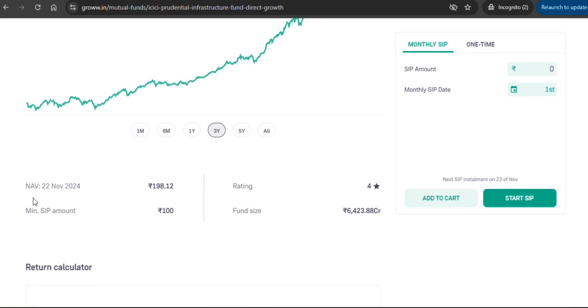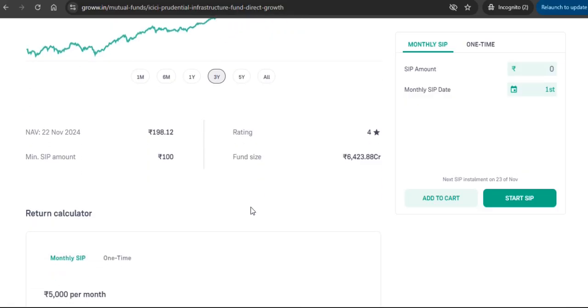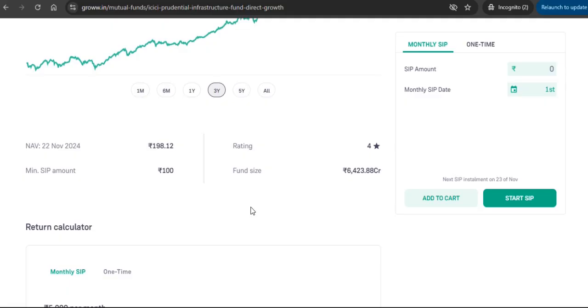You can also see the net asset value, which means the price per one unit. That is 198.12 rupees for one unit of this mutual fund if I want to purchase it. And you can see the minimum SIP amount is 100. When I come to SIP and lump sum, I will talk more about that. You can just understand that you can see all the details here.